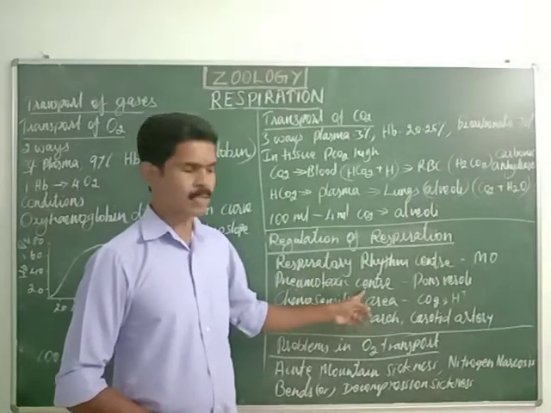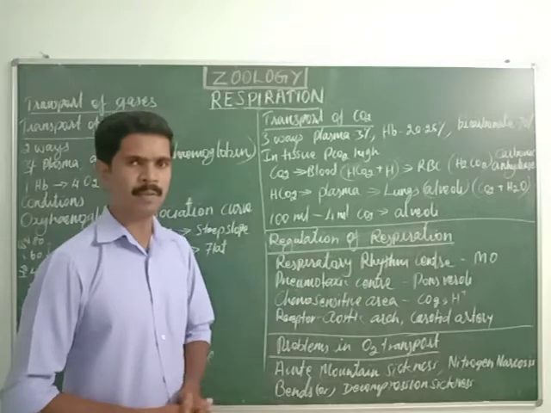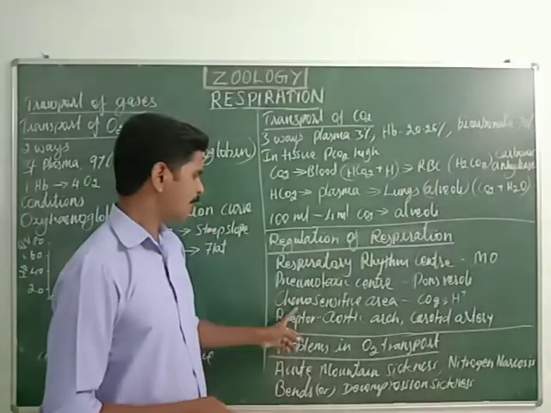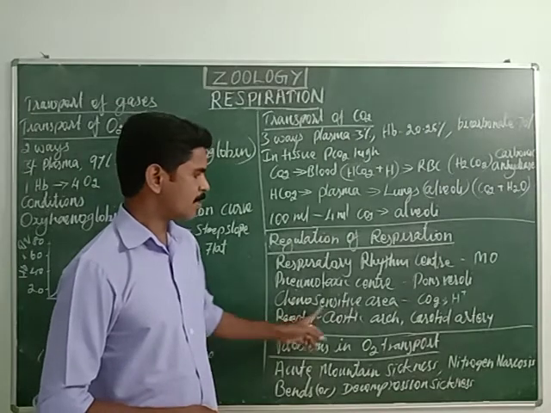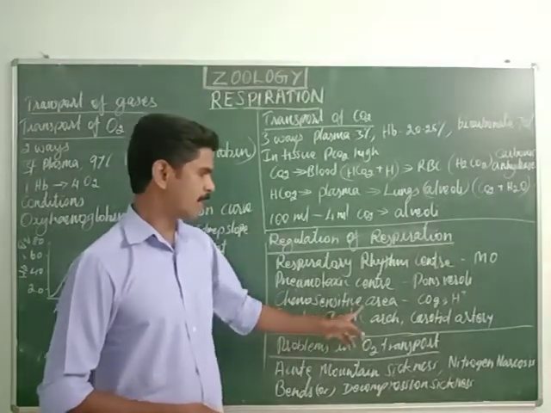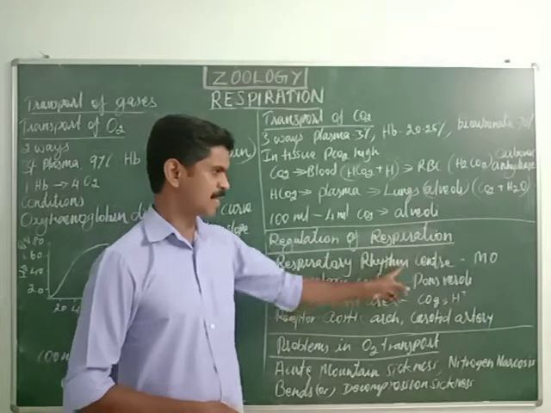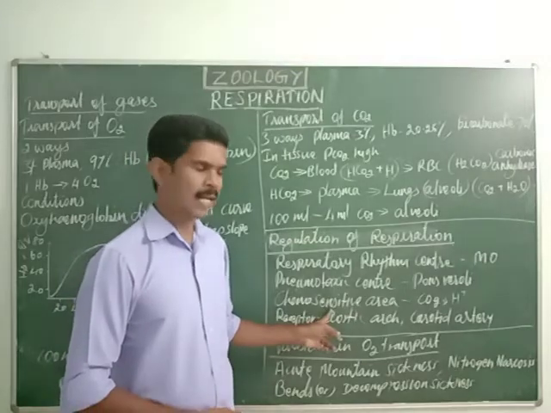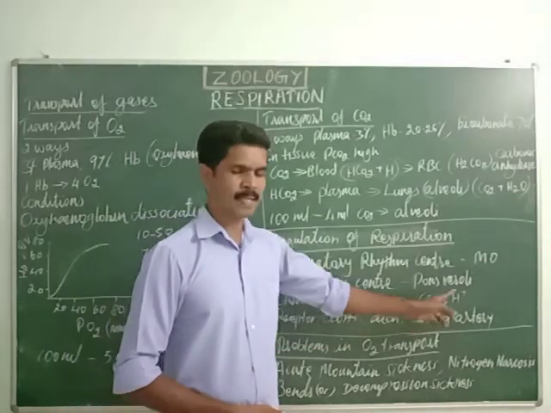So these 2 centers play a very important role in controlling our respiratory process. Then one more area is present, called the chemosensitive area. This chemosensitive area is located near the respiratory rhythm center, and this area is highly sensitive to carbon dioxide and hydrogen.